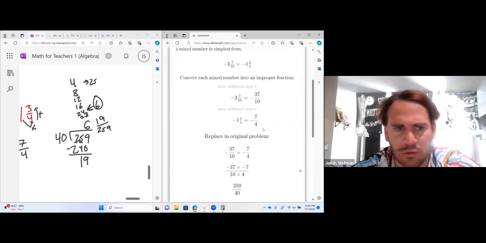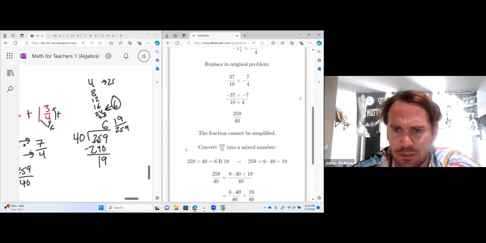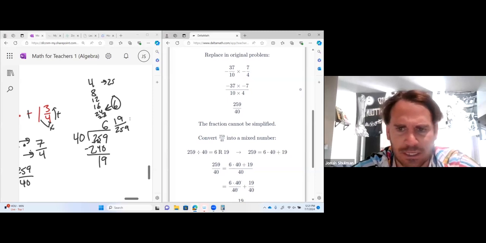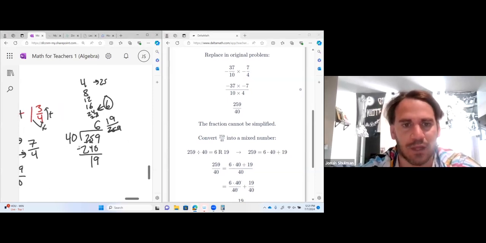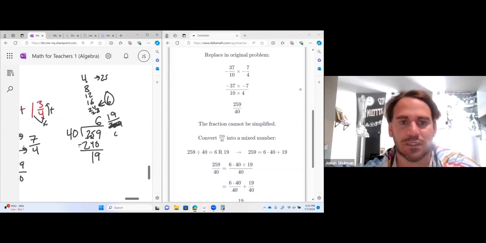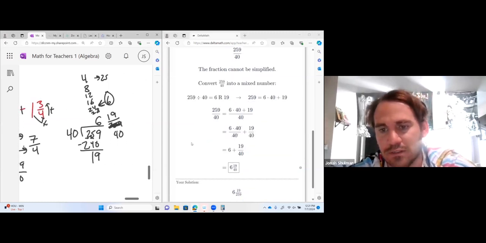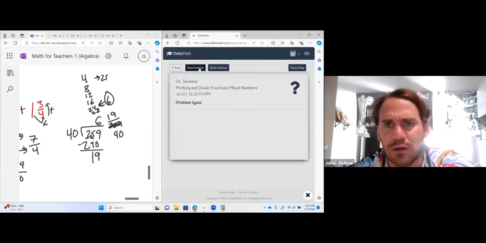Oh, I got 25/40. I like it. We got 6 and 19. Oh, it's 40 on the bottom. Ugh, my bad. 40 still stays on the bottom. Well, that was a simple mistake. But that's okay, right? We all make mistakes. Let's do one more new problem.